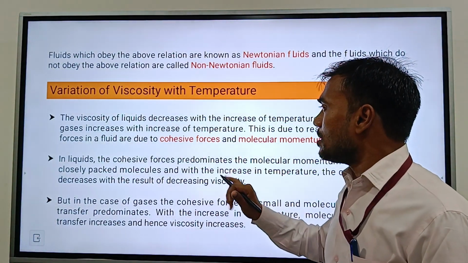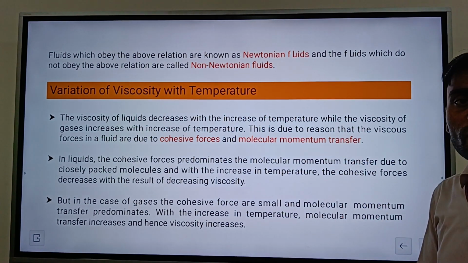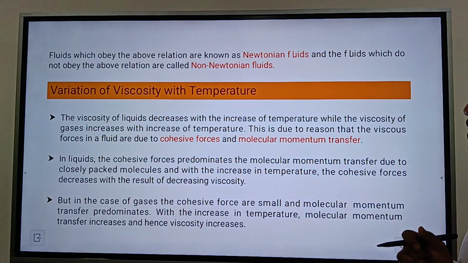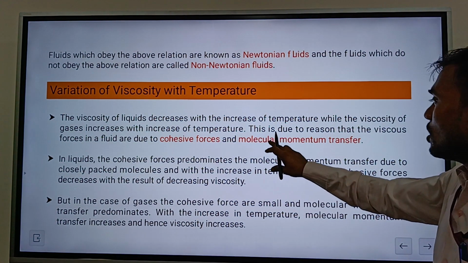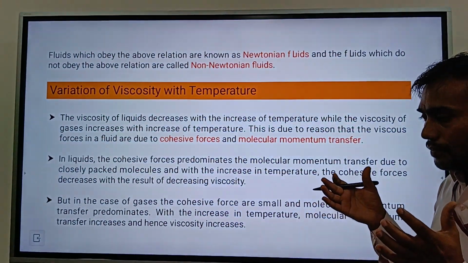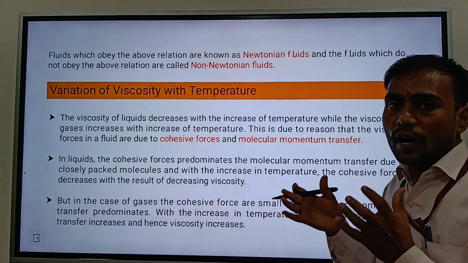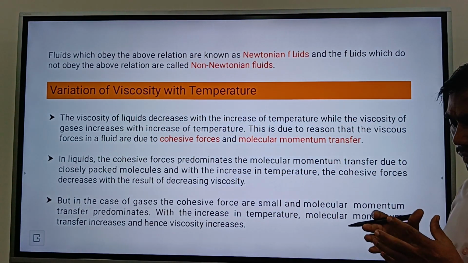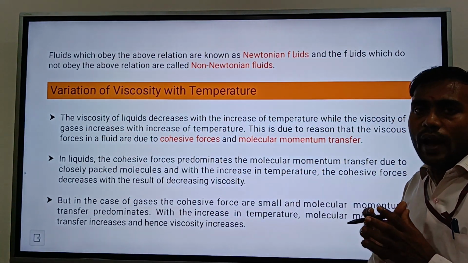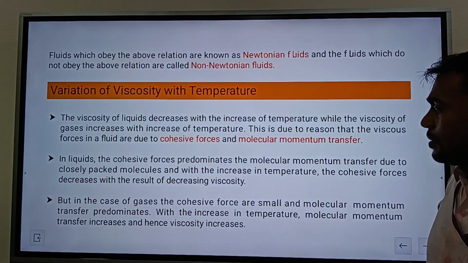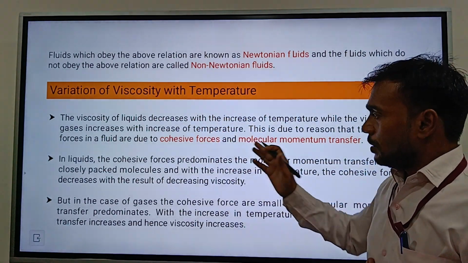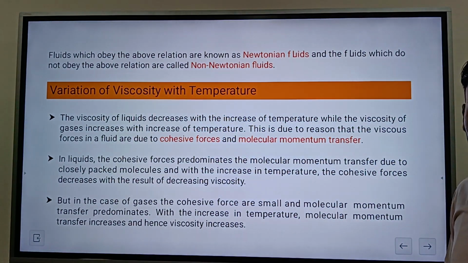Whereas in case of gases, the molecular momentum transfer forces are primarily predominant. That's why if we increase the temperature, then molecular momentum transfer forces will be activated and it will increase the motion of gas particles. That's why its particles will come closer to each other and therefore finally the viscosity will increase. Okay, so these are the descriptions of variation of viscosity with temperature.